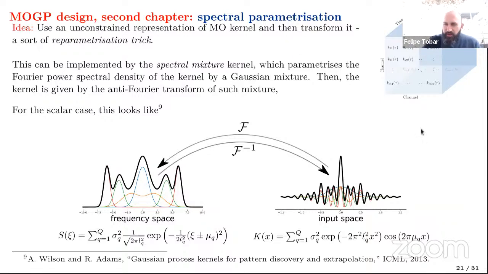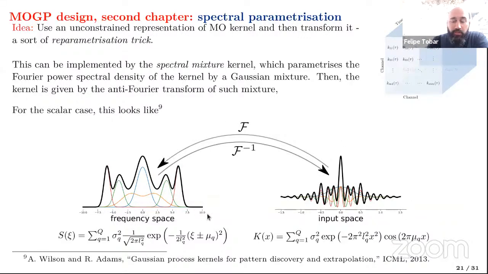That might sound a little bit disconnected from kernel design, but that is basically the concept that we use for the spectral mixture kernel. This is an example for the scalar GPs, not for multi-output GPs. You have a set of Gaussians in the frequency space, right? And the Gaussians here are denoted in blue, orange, green, and red. Then you sum them all, and you apply the inverse Fourier transform and go back to the covariance space.